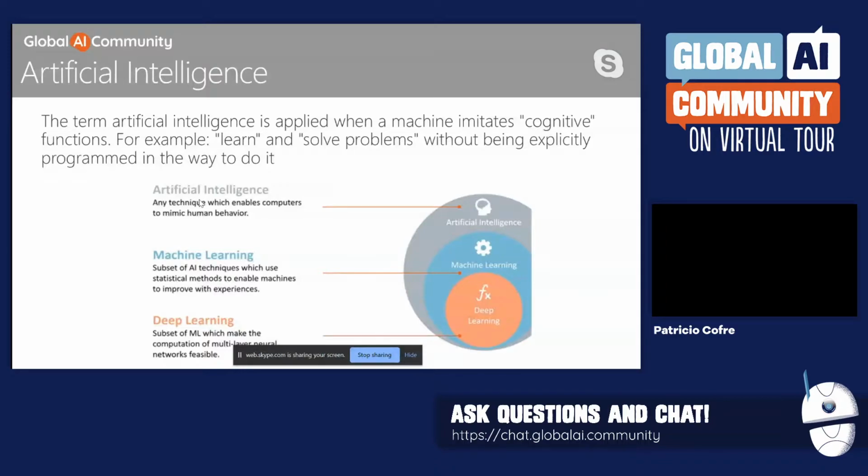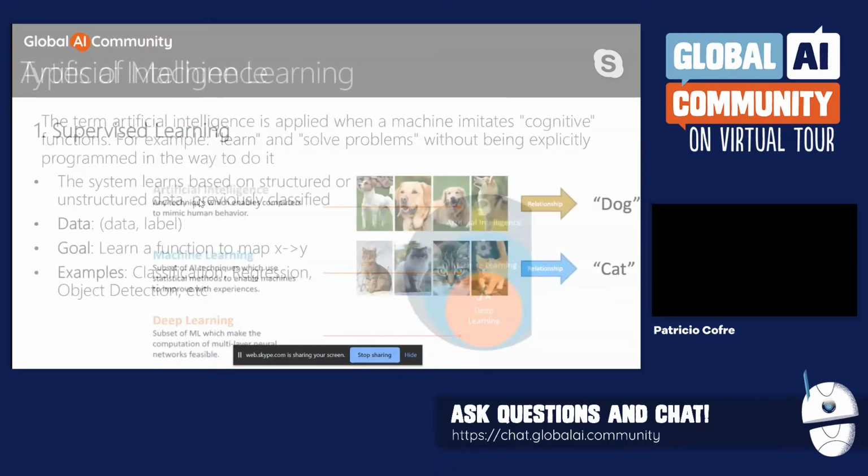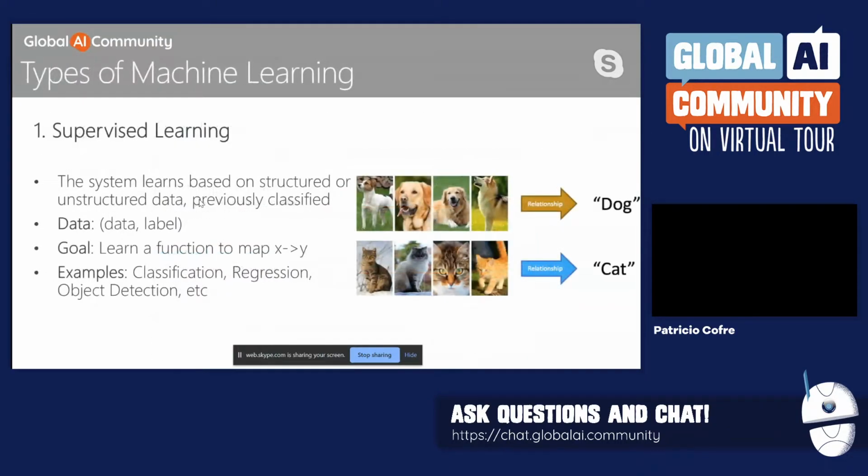a subset that uses one specific method, which is the multi-layer neural network. So in terms of machine learning, we have three main kinds. The first one is supervised learning, which is most of the machine learning cases we know so far. Most of the examples we have seen so far are basically supervised learning, which is the case where the system learns based on structured or unstructured data, but previously classified.